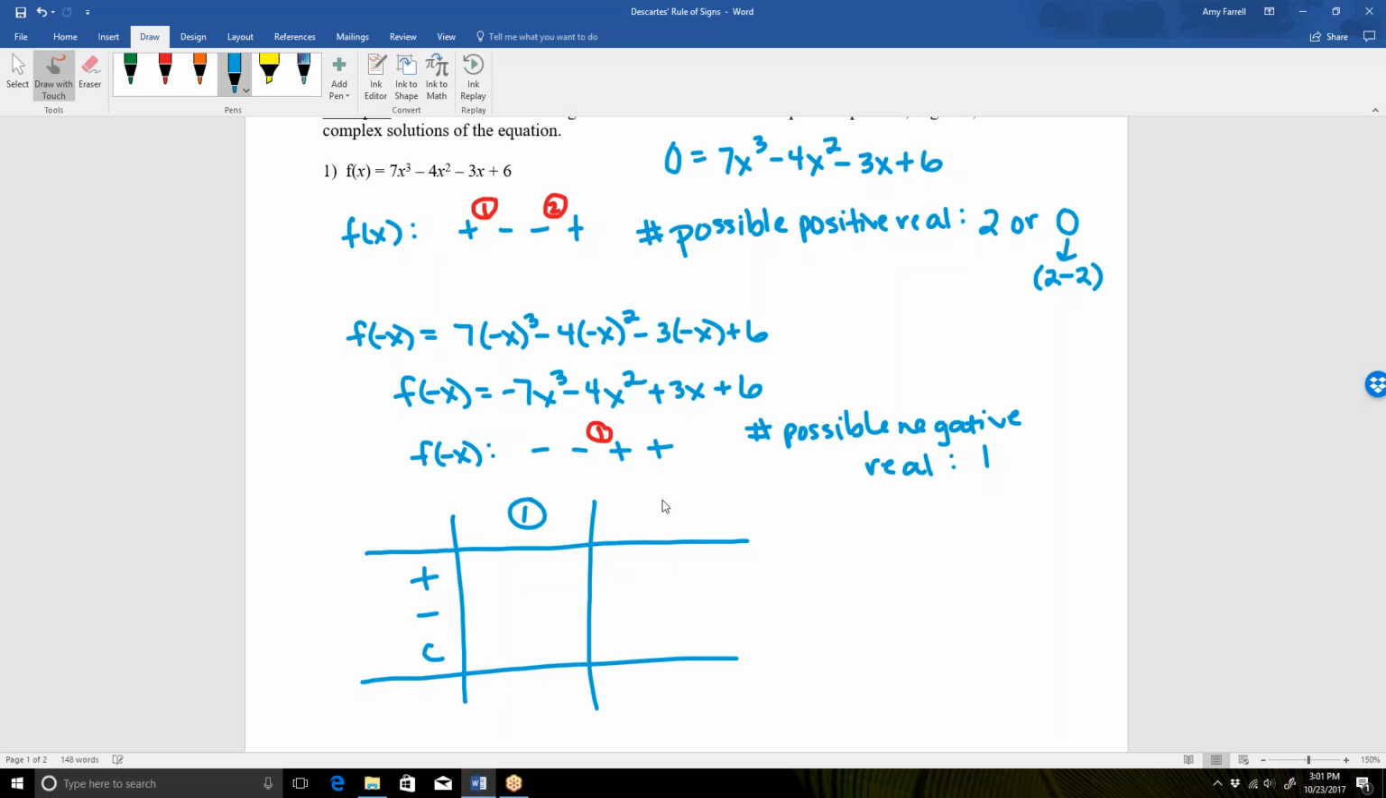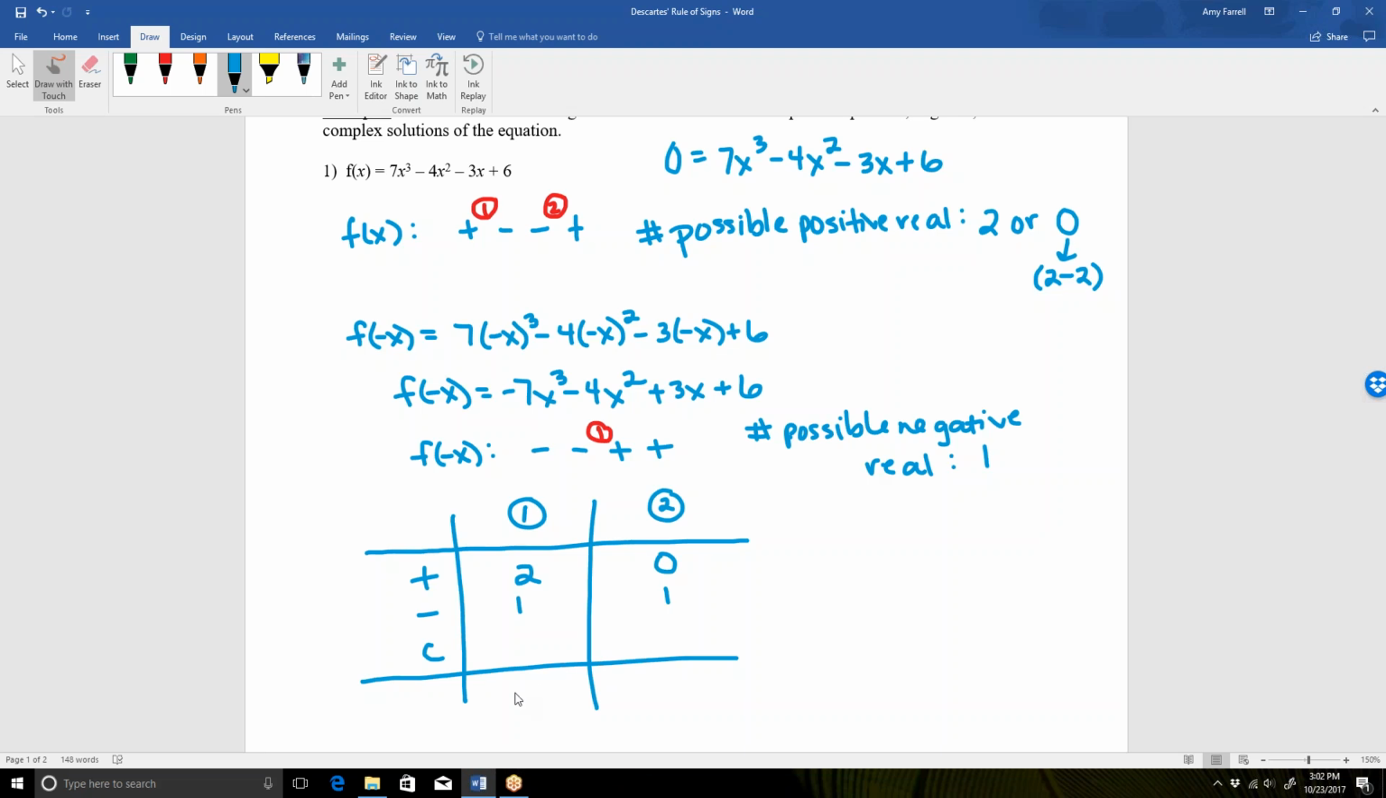Here's scenario 1, here's scenario 2. So we can have either 2 or 0 positive real solutions. One scenario is maybe there are 2 positives, and the other scenario is maybe there are no positives. Negative has to be 1. There's no other possibility. So we actually know for sure that there's 1 negative real solution.